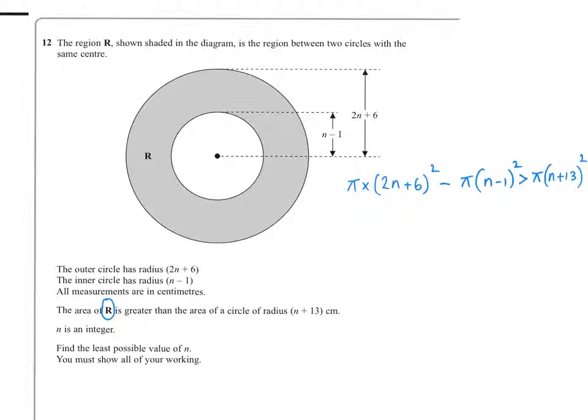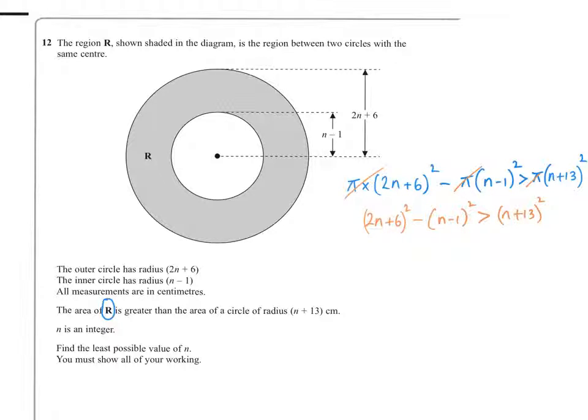So let's divide everything through by pi. Now pi is greater than 0, so that's not going to change the inequality sign. So we can divide everything by pi. And that's going to give us 2n plus 6 all squared minus n minus 1 all squared is greater than n plus 13 all squared.